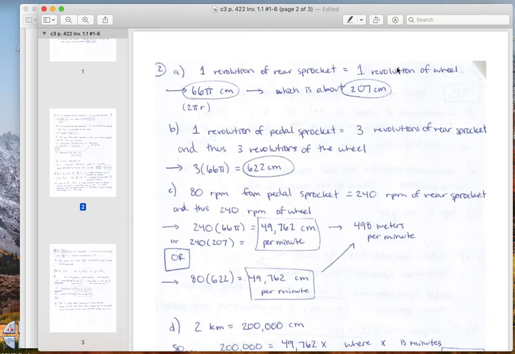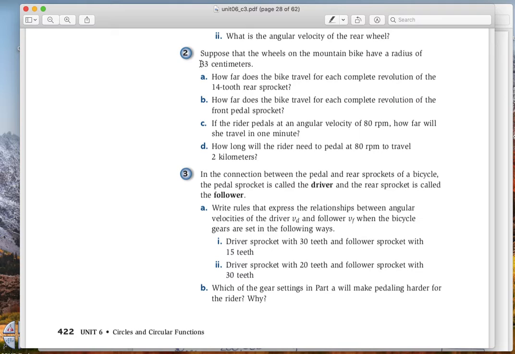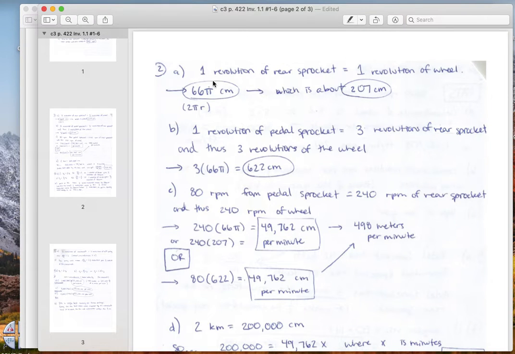One revolution of the rear sprocket is going to give one revolution of the wheel. So let's figure out the circumference of the wheel, because then one revolution of the wheel will tell us how far we go. The way we calculate the circumference is pi times diameter. My radius is 33, so double that gives me my diameter. So 66 pi is going to be my circumference. And so one revolution is going to be one circumference as my distance. When I do 66 times pi, I get approximately 207 centimeters. So one revolution of my rear sprocket gives me 207 centimeters in distance.